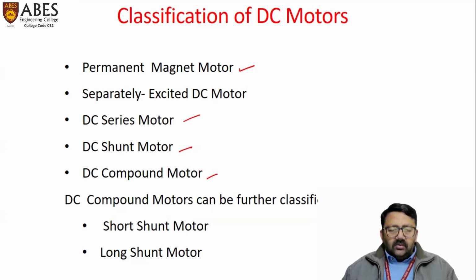Here we find that the classification of DC motors is almost similar to that of generators, but here there is no category of self-excited motor. There are simply three different types of motor: DC series motor, shunt motor, and DC compound motor. And like generators, compound motors are further classified depending upon the connection of shunt field as long shunt compound motor and short shunt compound motor.